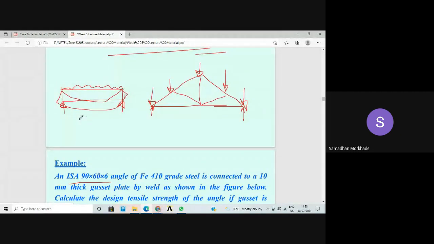So bottom fibers are under tension and top under compression. The same thing is happening in the case of a truss. It is a simply supported truss, and it is again deflecting like this. So the bottom members are under tension.